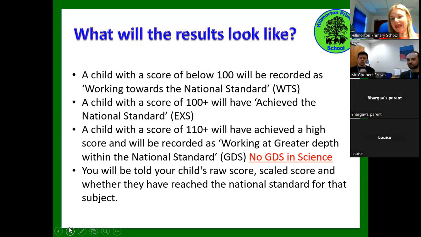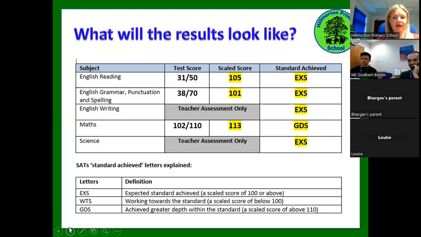And it's worth saying, it is impossible to get greater depth in science. We only assess as either working below or working at age-related expectations. We sometimes get parents saying, why have they got greater depth in all of the areas but only expected in science? That's because it's impossible to get the greater depth in science. We can't award that at all. And you will get the raw score, the scaled score, and whether they've reached the national standard for that subject.